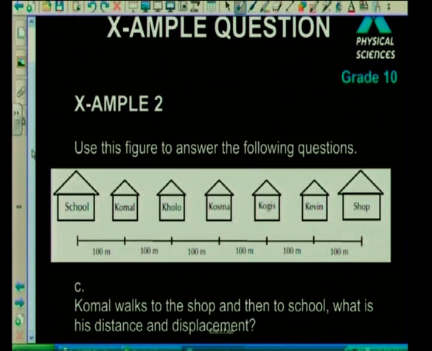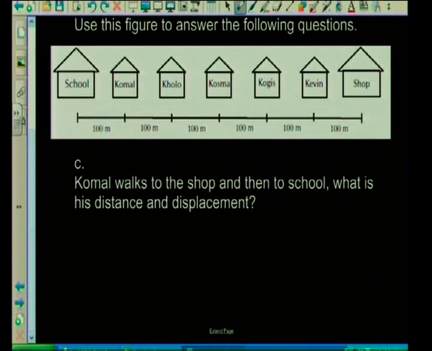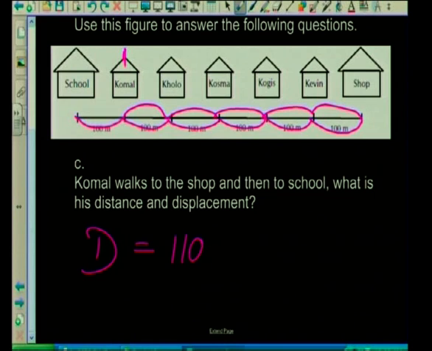Now we have Homal works, so we're going to go from him. He walks to the shop, 1, 2, 3, 4, 5, then walks back to school, 6, 7, 8, 9, 10, 11. So his distance is 1100 meters. Okay? So he went 500 meters right, and he went 600 meters left.